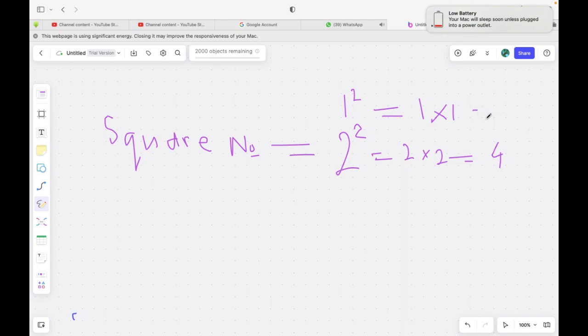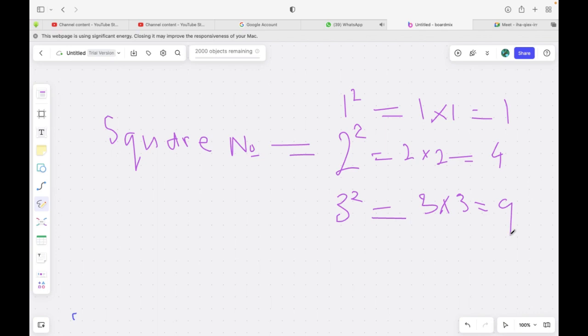1 multiplied by 1 is 1. So when you hear the word square number, you are saying multiply the number by itself, or raising it to the power of 2. So for 3, you say 3 times 3, which is 9. 3 multiplied by 3, you get 9.